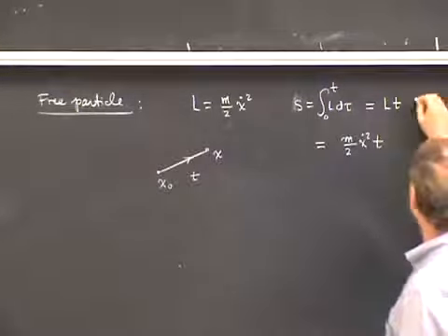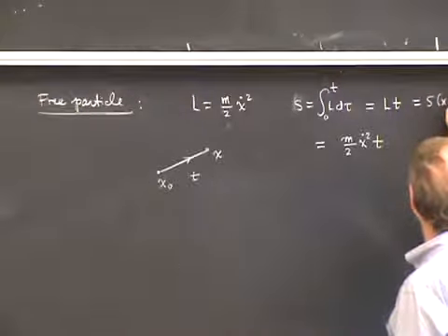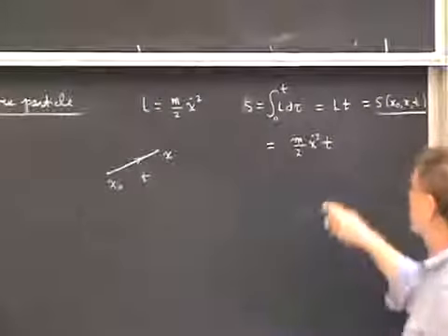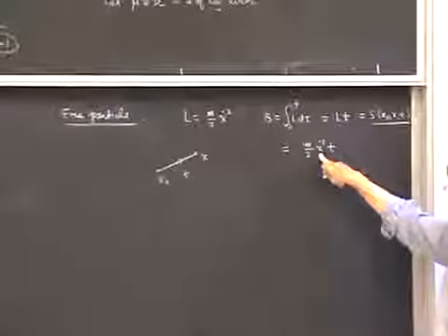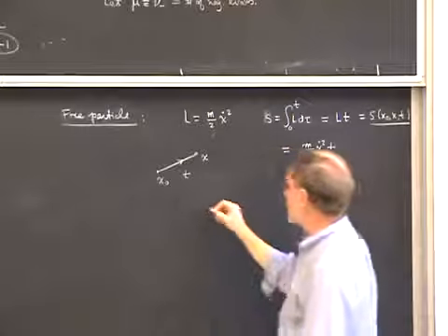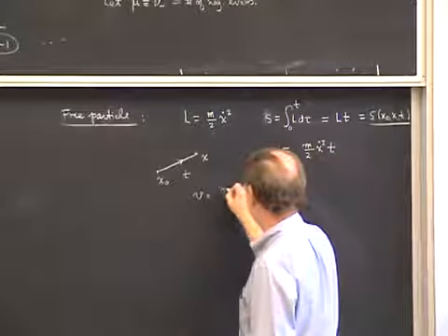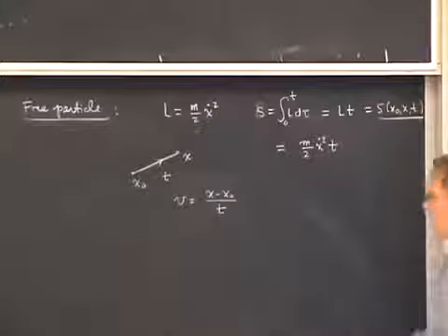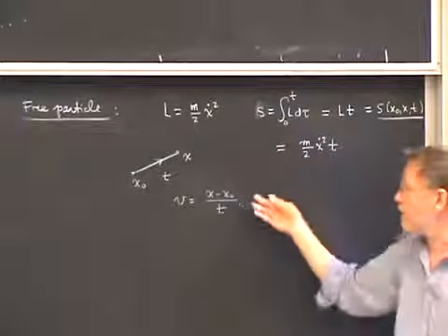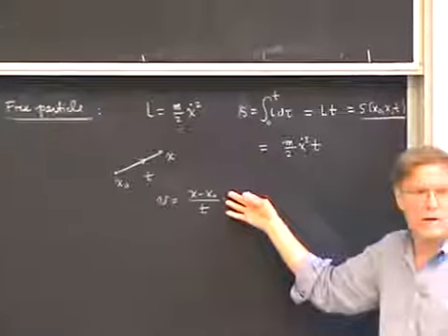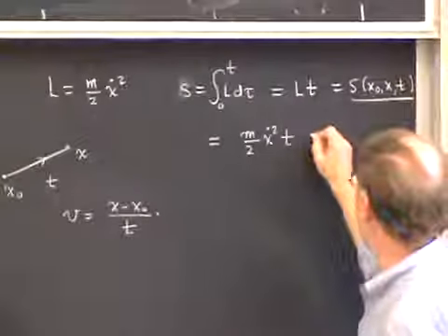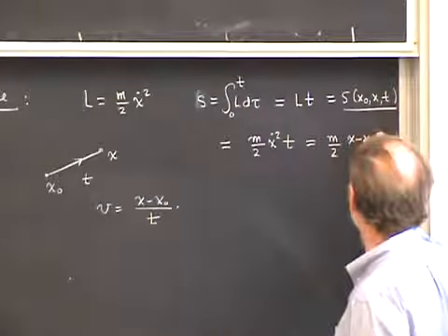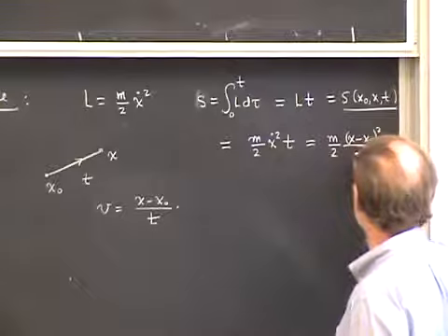However, Hamilton's principal function is supposed to be expressed as a function of the initial position, the final position, and the time. And here we've got it expressed as a function of the velocity. Well, we get rid of the velocity by saying the velocity is equal to x minus x0 over t. That's really, of course, the average velocity, but for a free particle, it's the same as the velocity, which is constant. So plugging that in, what this turns into is m over 2 times x minus x0 squared over t.